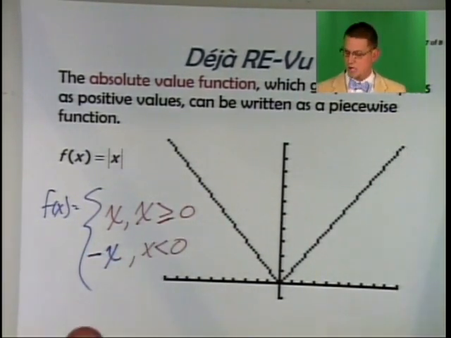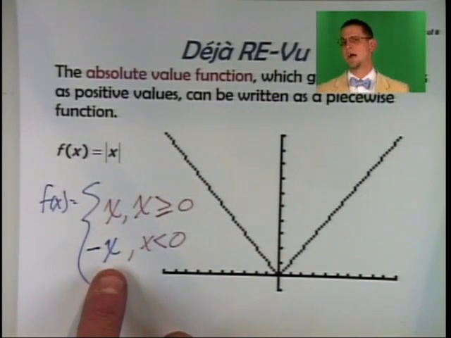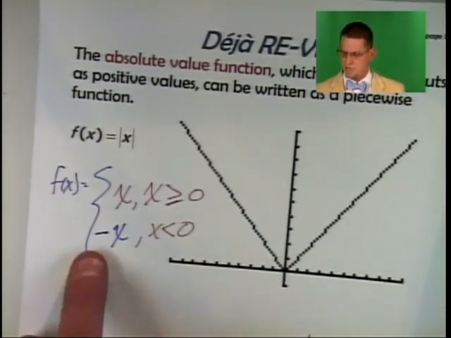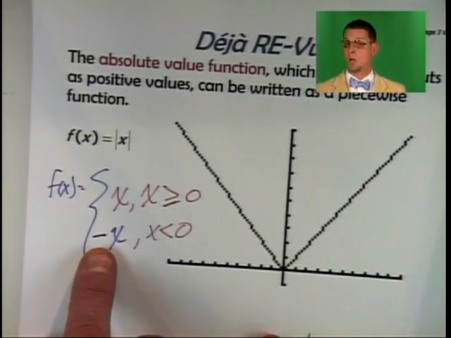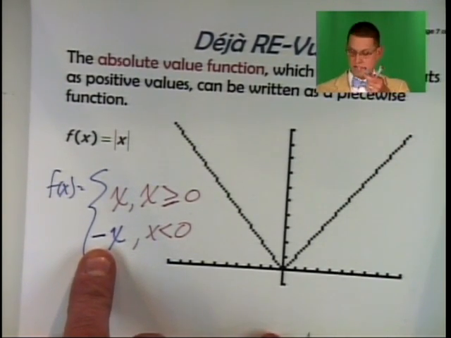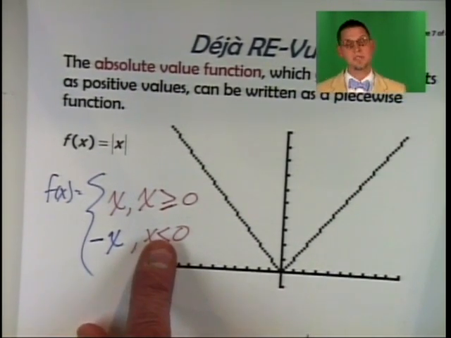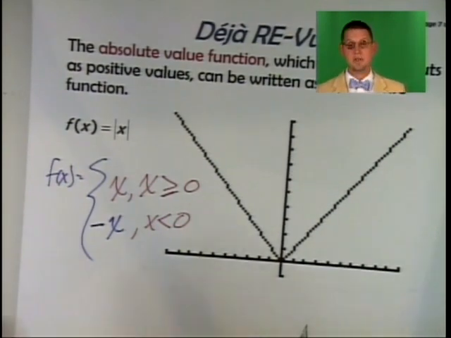Sometimes students get hung up on this because you're like, if the absolute value is always supposed to be positive, why do you have a negative right here? Well, I have a negative to make it positive when it starts off less than 0, when it starts off negative. This is the piecewise definition.